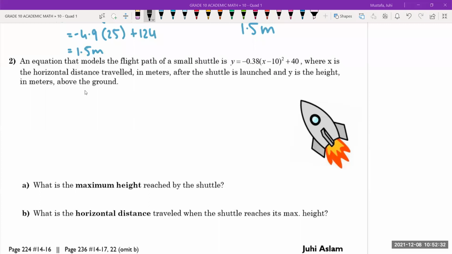All right. An equation that models the flight path of a small shuttle is y is equal to negative blah, blah, blah, where x is the horizontal distance traveled in meters after the shuttle is launched, and y is the height in meters above the ground. So in this question, they're not talking about time. They're launching a shuttle, and they're seeing how high it gets this way and how far it gets this way. So they want to measure the horizontal distance, how far it has traveled.